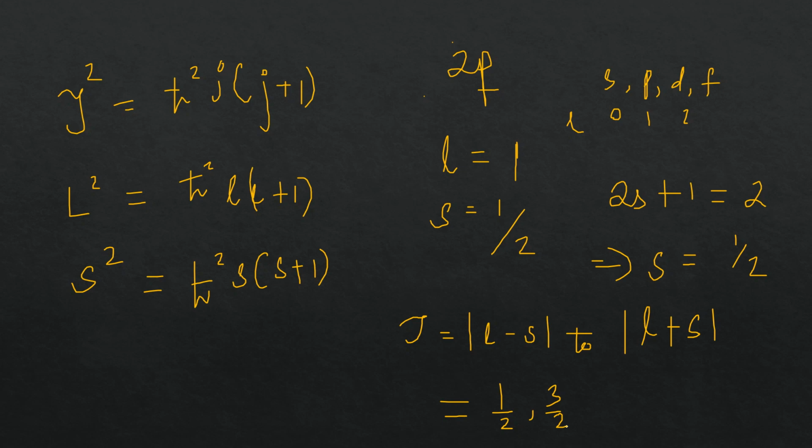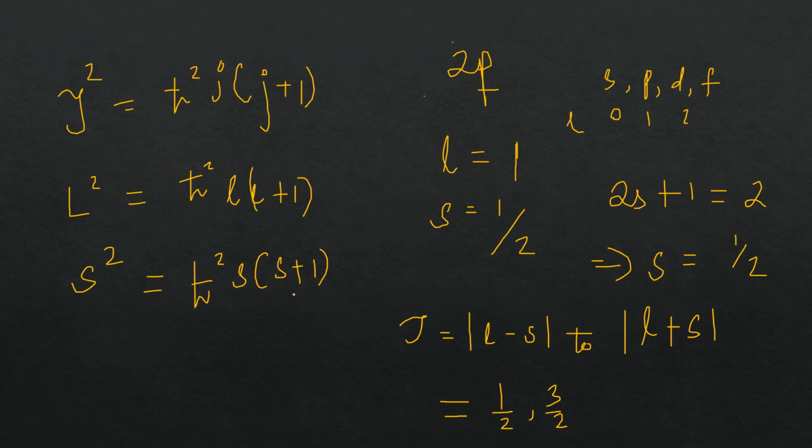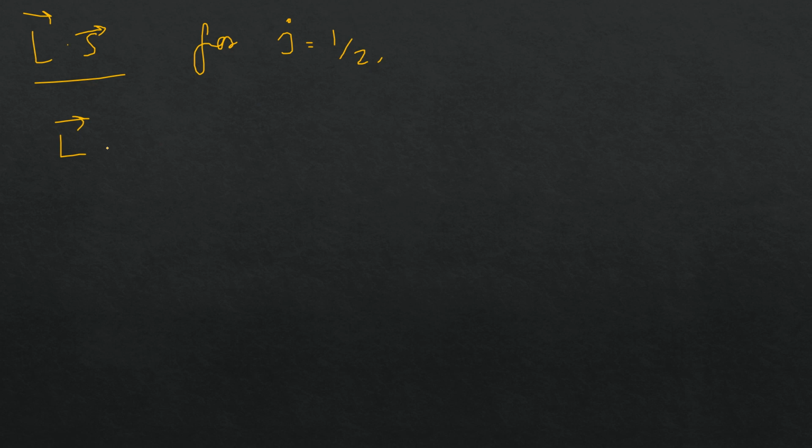Okay, so now we will do it separately for J. What is the question now? The energy eigenstates. Because L dot S is this one, your Hamiltonian is A into L dot S. Whatever we get as L dot S, we'll just put it here. So we will do it separately for J is equal to half and J is equal to 3 by 2. We will calculate L dot S, first for J is equal to half.